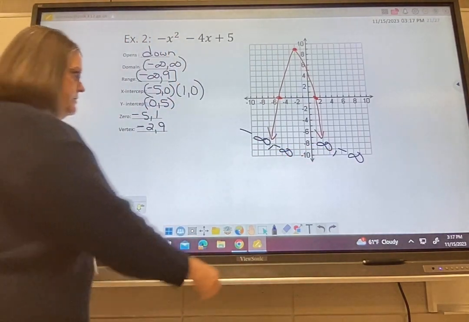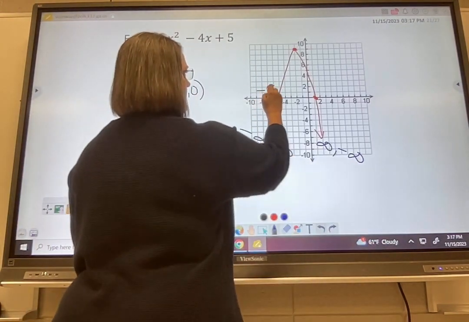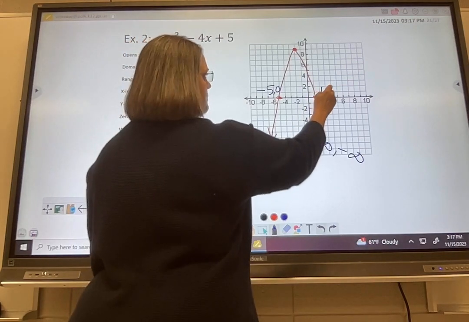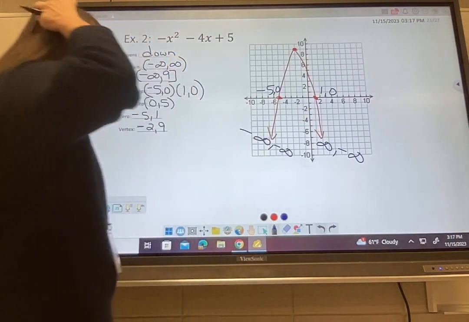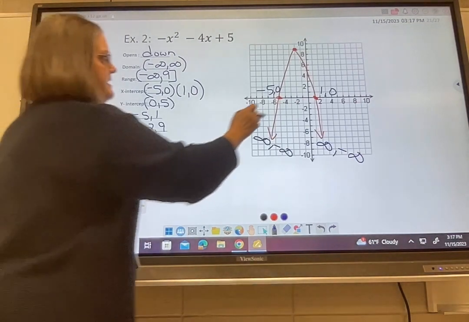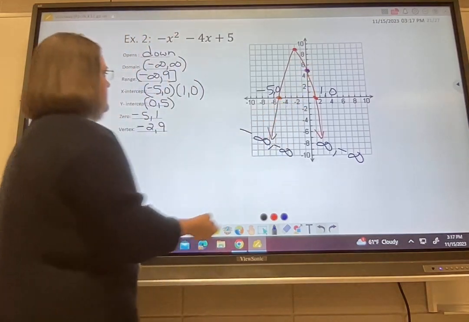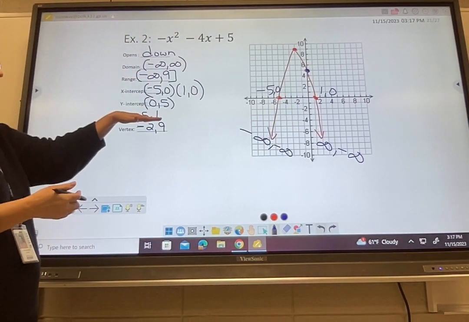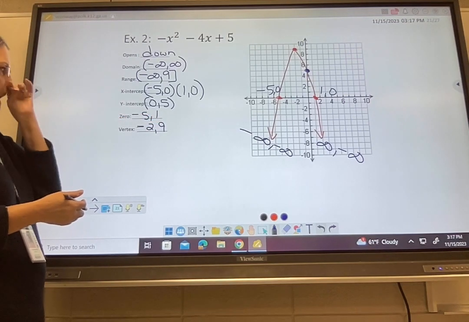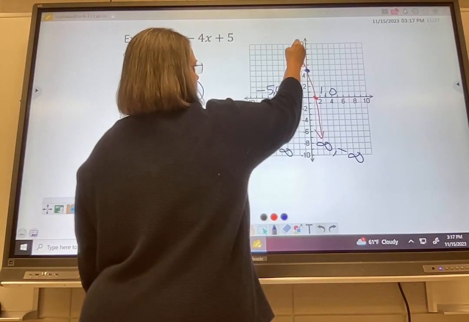My x-intercept is the point negative 5, 0. Again, look at Desmos when you graph it, and also have one at 1, 0. So I have x-intercepts there. My y-intercept is the point 0, 5, right here. And so my zeros, remember, they're the x coordinates of the x-intercepts. So negative 5 and 1. And then my vertex is the point negative 2, 9.